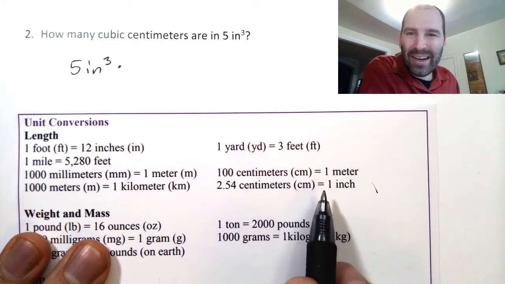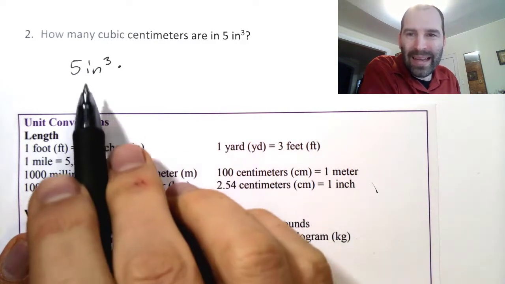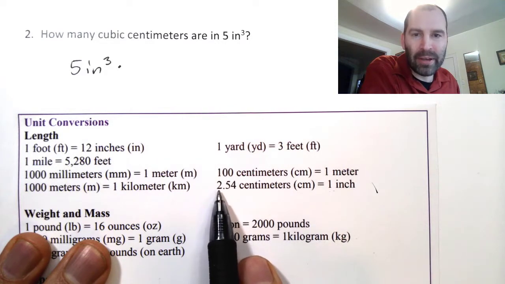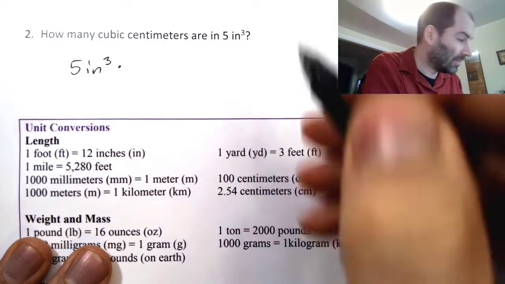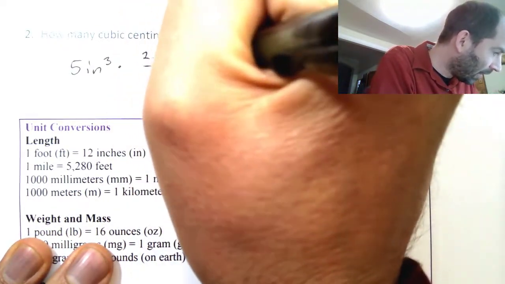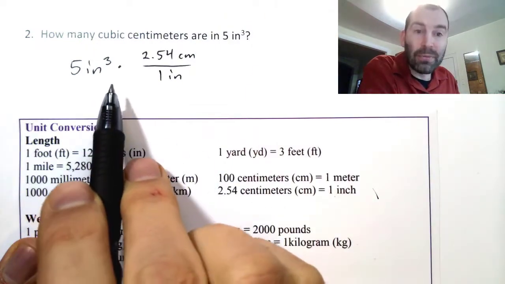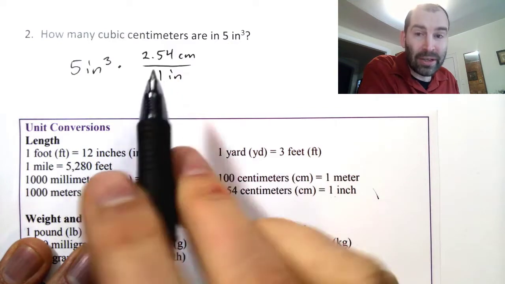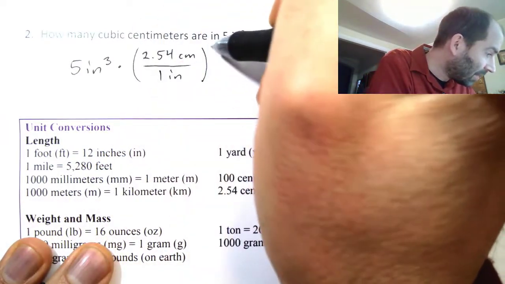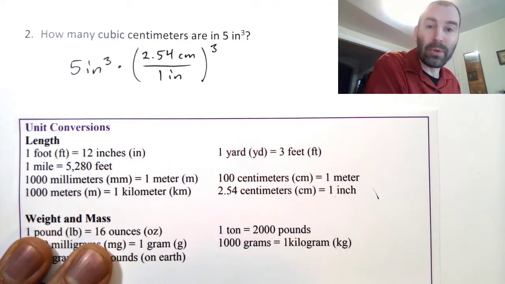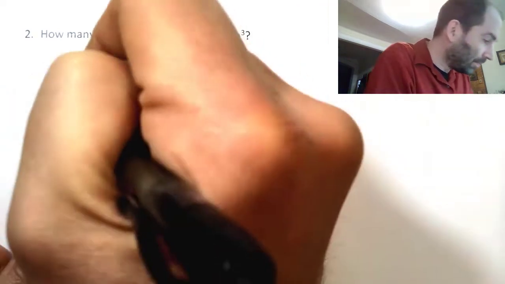So let's see. I want to cancel out the inches, so I want the inches in the denominator. So I'm going to multiply this by 2.54 centimeters divided by 1 inch. Now, just as before, this isn't going to cancel the inches, right? Because I need cubic inches down here. So what I need to do is cube all of this stuff. Okay, so let me rewrite that with that stuff cubed.